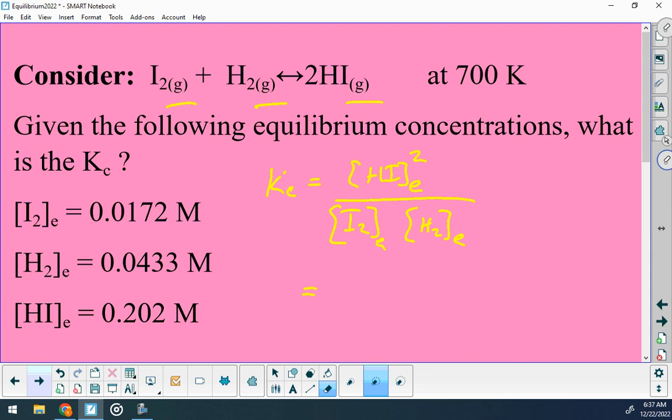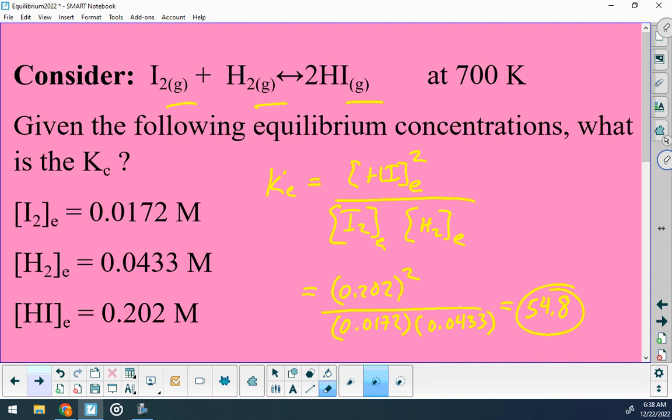And now I'm going to put these numbers in. What's HI? It is 0.202 squared, divided by, what's my I2? 0.0172. Yeah. And what is my H2? 0.0433. Yes? Okay, let's put this in. 0.202 squared divided by 0.0172 divided by 0.0433. And I get a number that is 54.8. All right, not bad, ladies and gentlemen, correct?